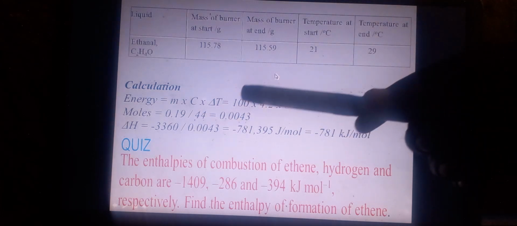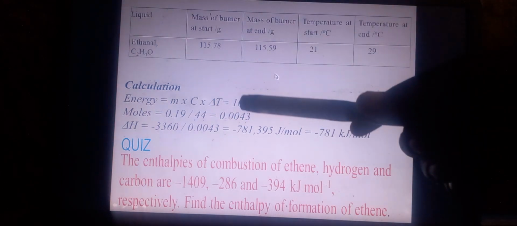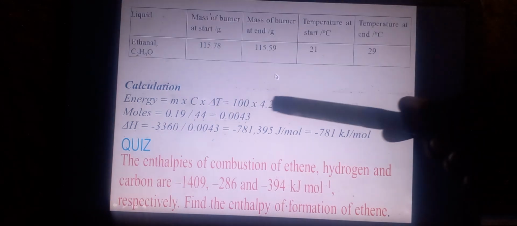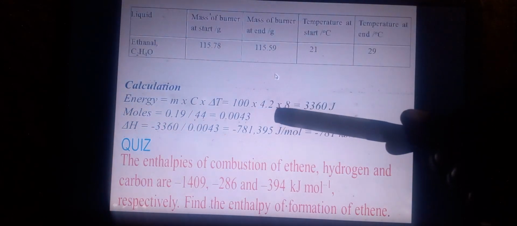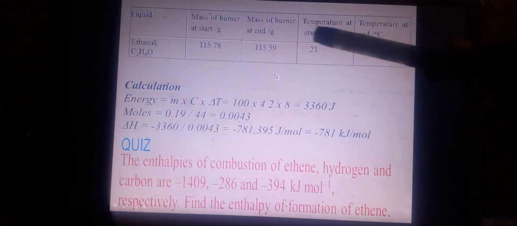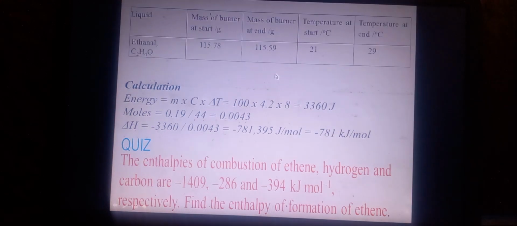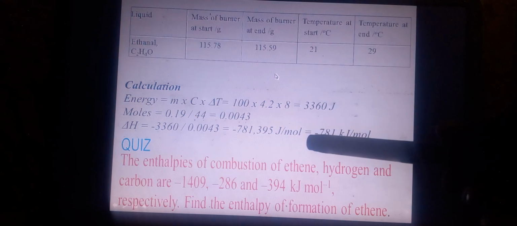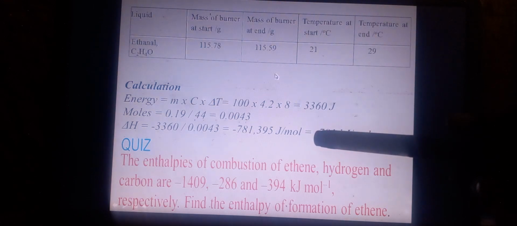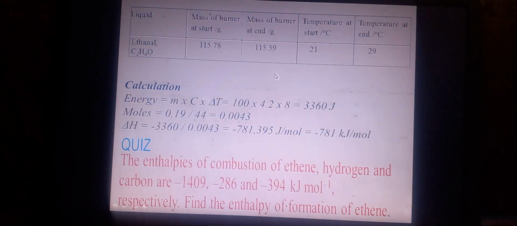Remember, we use mass of water, which is 100 grams, then specific heat capacity 4.2 joules per gram per Kelvin, then temperature change. Remember, there's a temperature rise. This one is an exothermic reaction. That's why you must put this negative value here. So it is negative 781 kilojoules per mole.